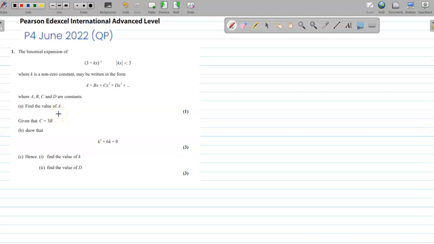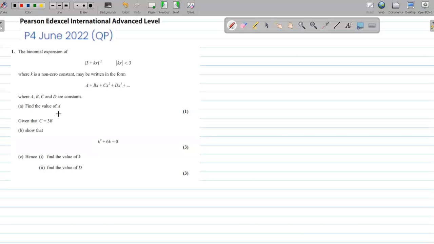So here we have a question taken from the Pearson Edexcel International Advanced Level Exam. It's P4, June 2022, question 1. So we have a binomial expansion and you're required to write it in the form a plus bx plus cx squared plus dx cubed and so on, where a, b, c and d are constants.